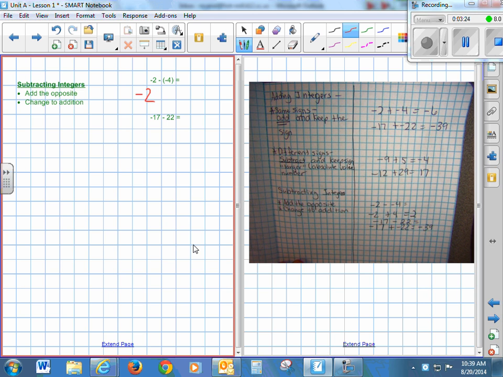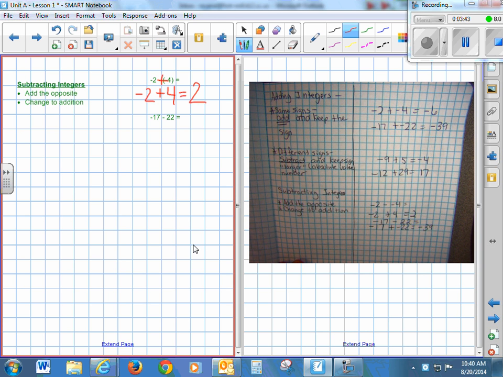Next is subtracting integers. For subtracting integers, we've got to add the opposite or change to addition. You may have used the phrase same, change, flip, or keep, change, change, but we're going to change all of these to addition. So the first one we have is -2 minus -4. So that's going to be -2 plus +4. And a lot of times we'll see those two negatives side by side, so we just swipe through and make it an addition sign. And now we have to follow the addition rules. That is +2. The signs are different, so we subtract.